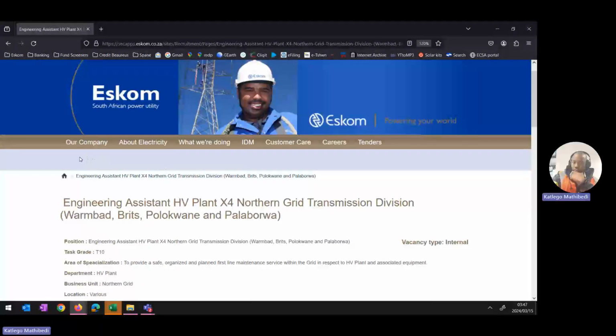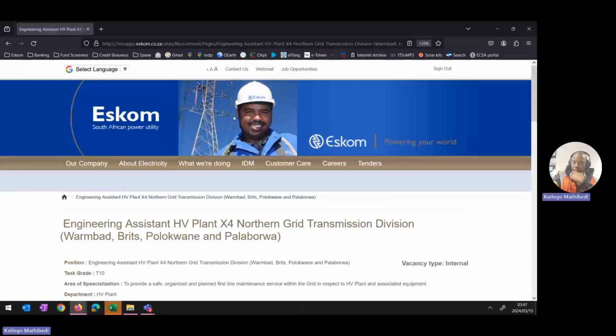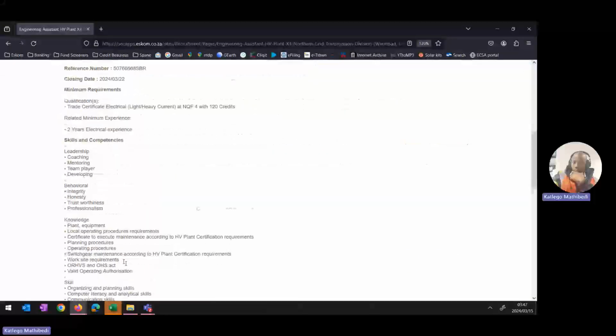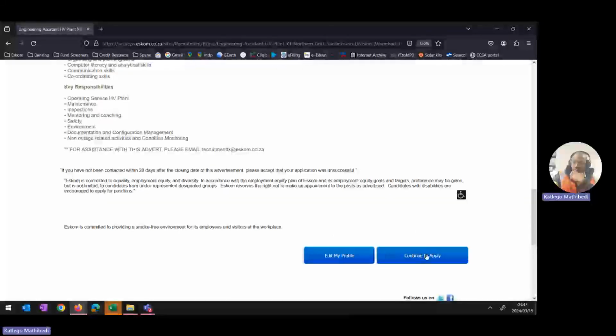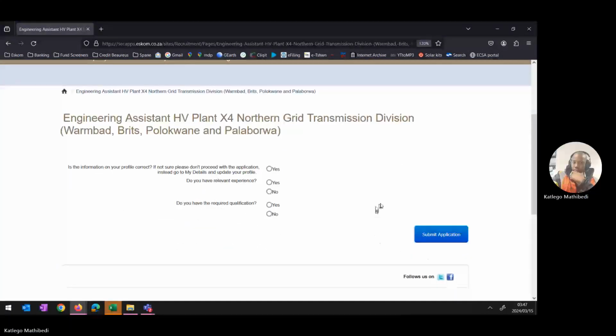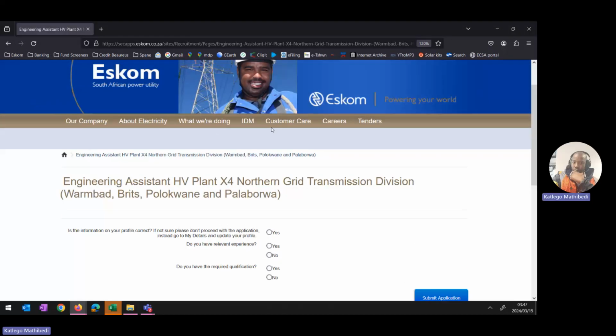So what we're going to be going through next is your profile. When you've applied for a post, let's say we click apply on this one. You have an option to edit my profile, but if we continue to apply, you're going to be asked a set of questions. The questions are: is the information in your profile correct? You need to complete these, and it will be either yes or no. So those are the things that you need to answer. Then you'll click submit. Obviously, I don't want to apply for that post, but what I need you to work on would be your profile.